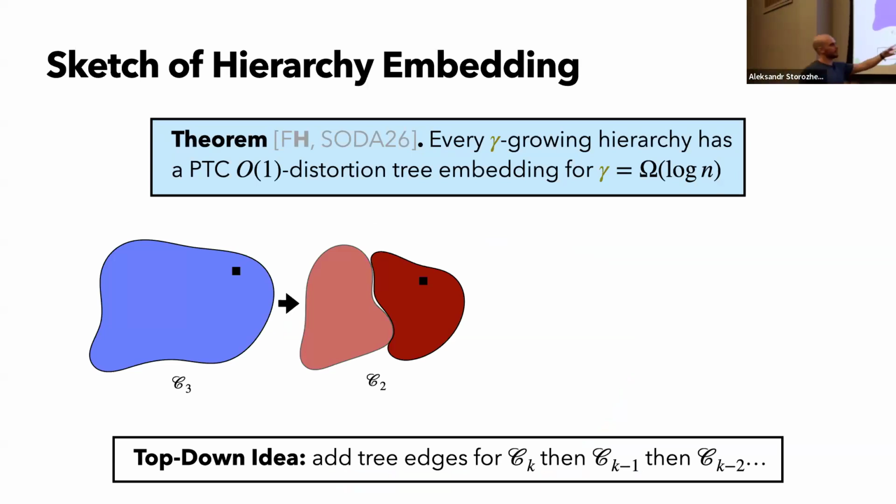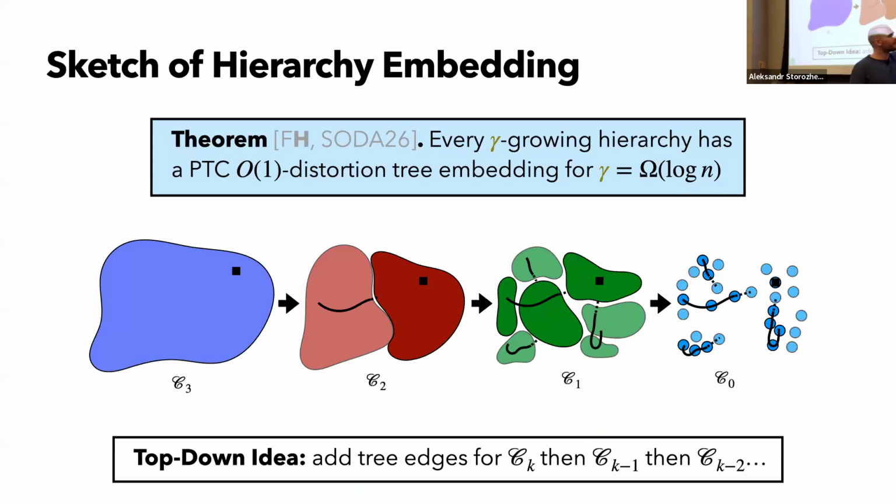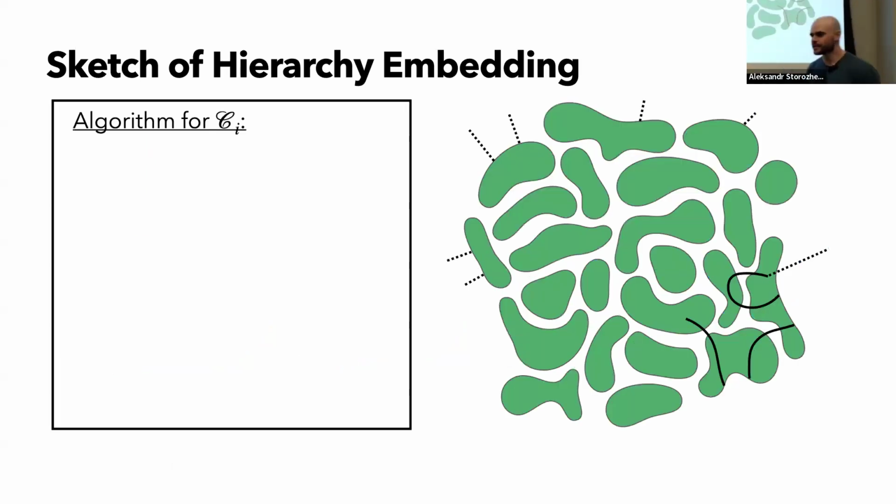Then we go one level down. We sprinkle in some edges based off of this level. Then we go one level down. We sprinkle in some more edges based off of this level. We keep doing this until we get to the bottom, where after we sprinkled in all of our edges, we end up with a tree. Very basic idea. A little bit more precisely, this is going to be a recursive algorithm. So let me tell you what it does for basically the ith level.